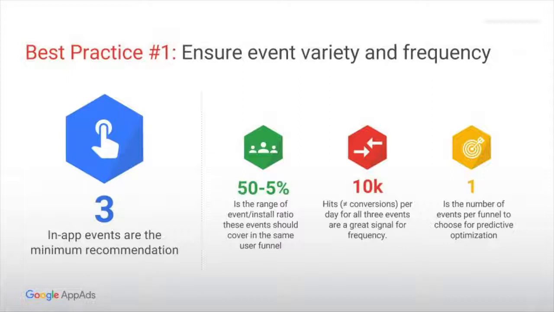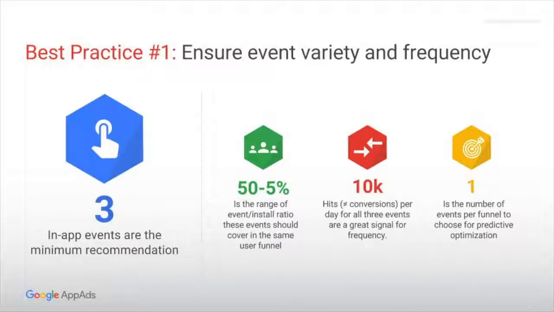And then frequency is also important. You shouldn't be picking an event that is so rare, such as reaching level 100 that only a couple of your users get to, because then that's not really frequent enough to make any difference for our optimization. So we recommend choosing an event that happens between 5% and 50% of your users. We say up to 50% because if it's too many, then it's not too much different than reporting the install. And so we want to be between 5 and 50%.